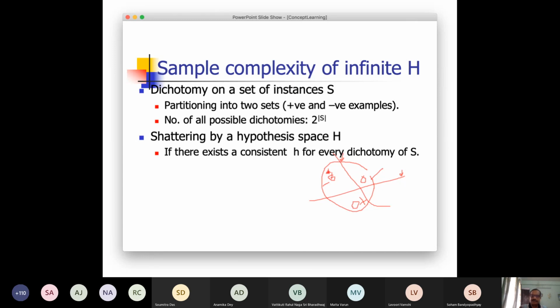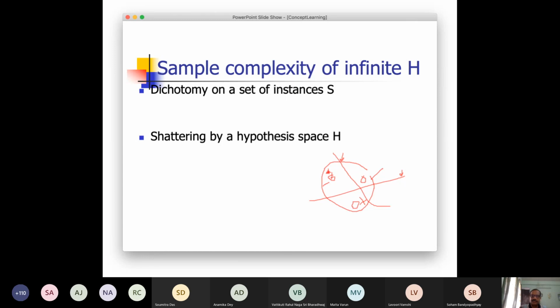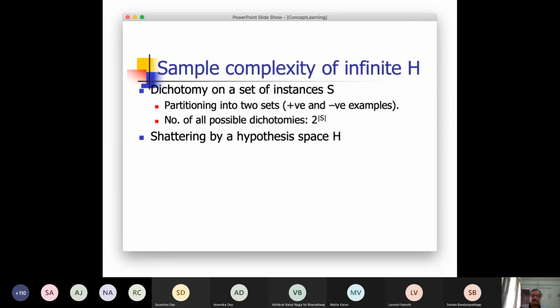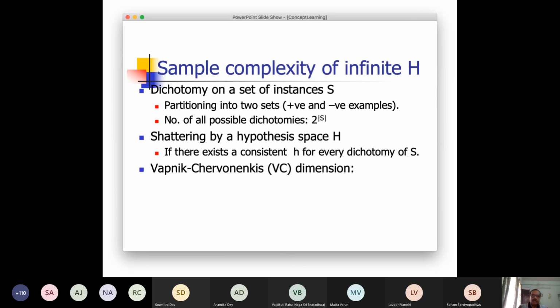So this is the definition. Let me just rub this. So that is what, if there exists a consistent hypothesis for every dichotomy of S. What I described is formally stated in this section. I hope it is clear to you.